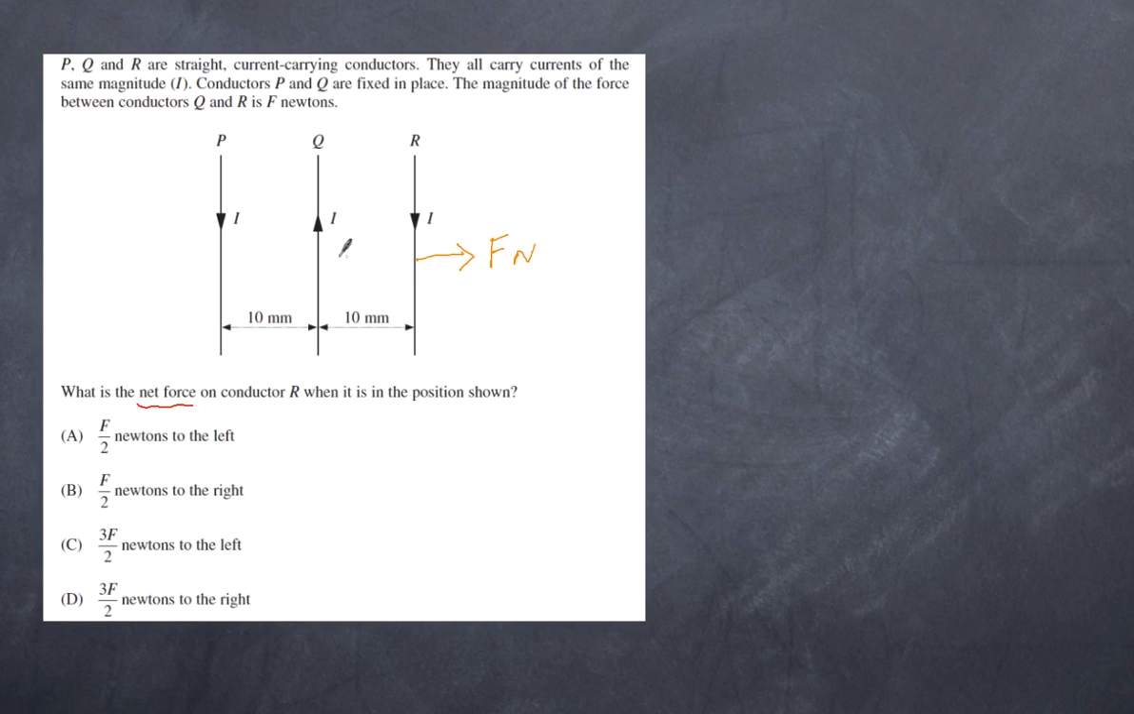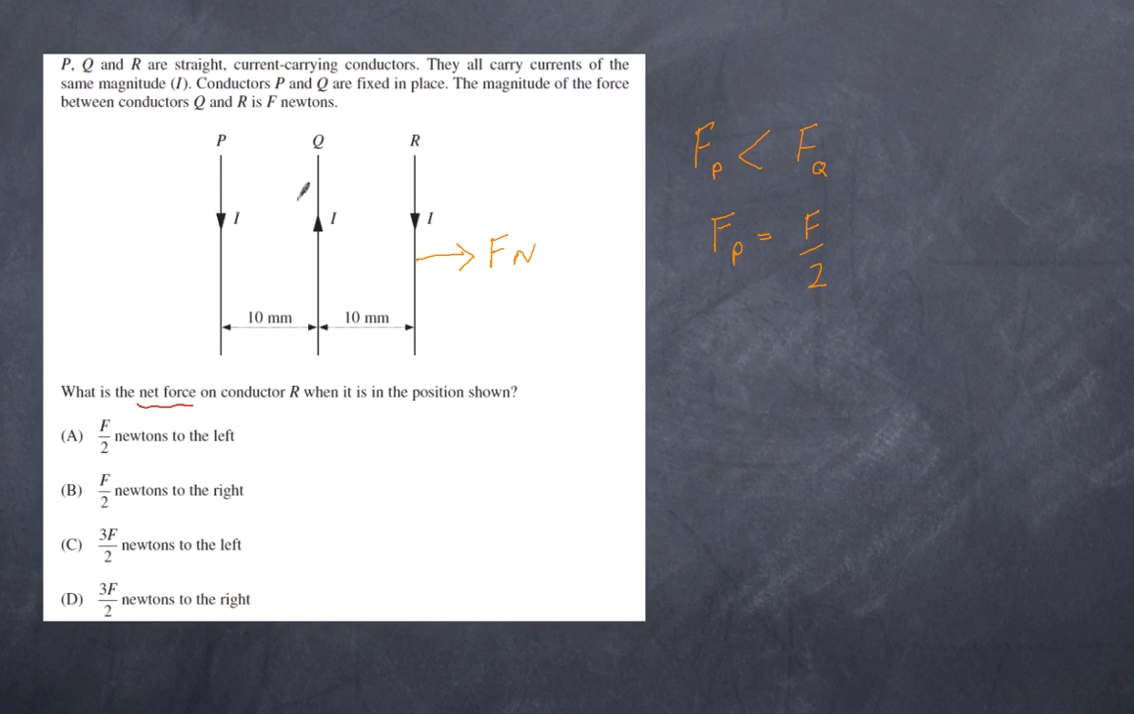Now the thing is though, the force due to P is clearly going to be smaller than the force due to Q. And why is that? Well, it's because it's twice as far as that. So the force due to P is going to only be equal to half of the force that R is going to experience due to Q. So we already know that. So that's going to be F over 2. But the question is, what direction is that going to be?